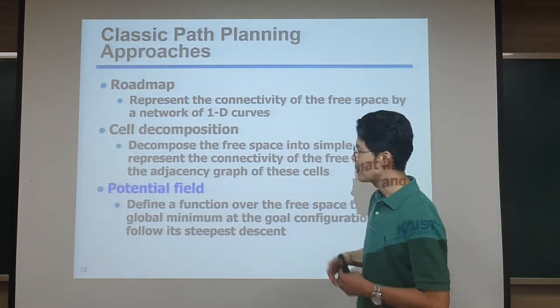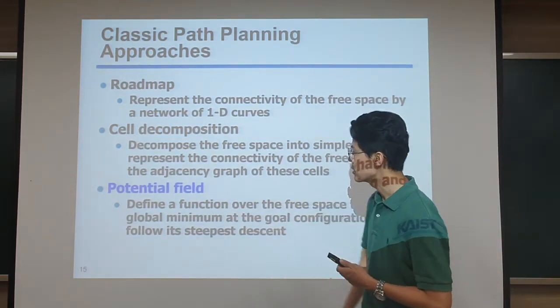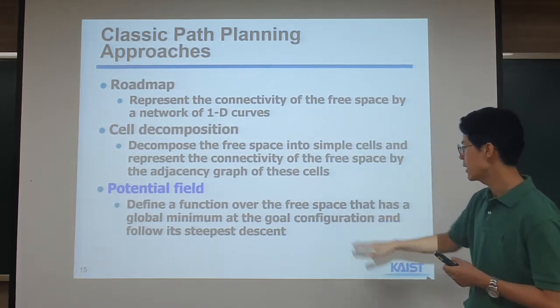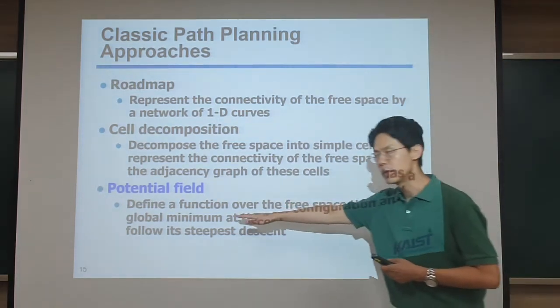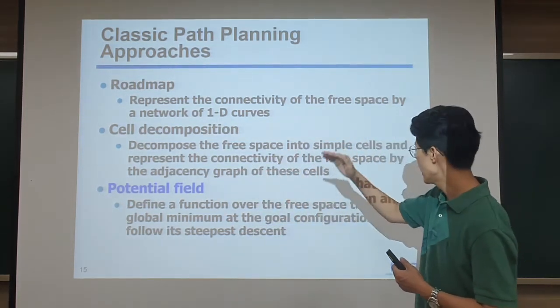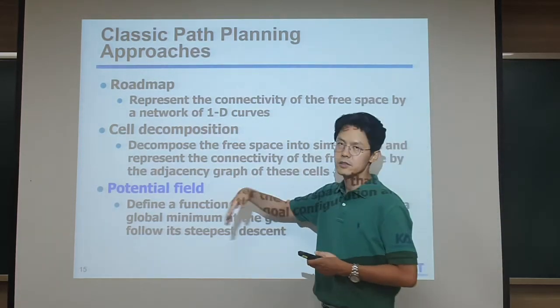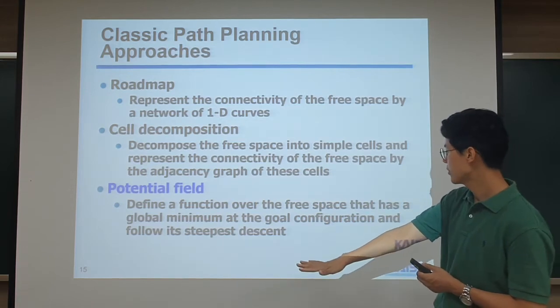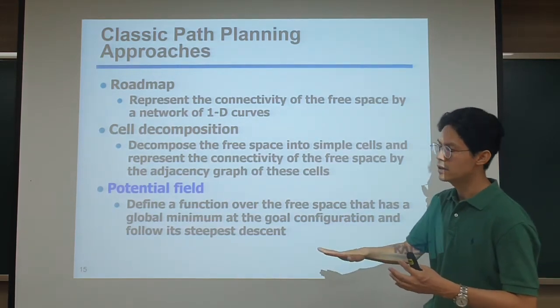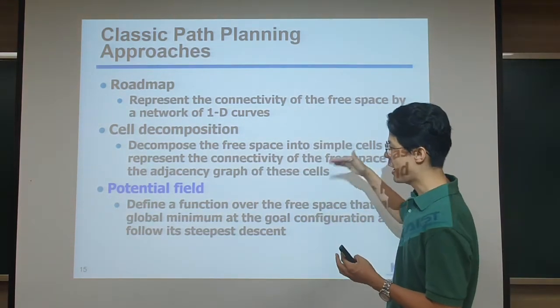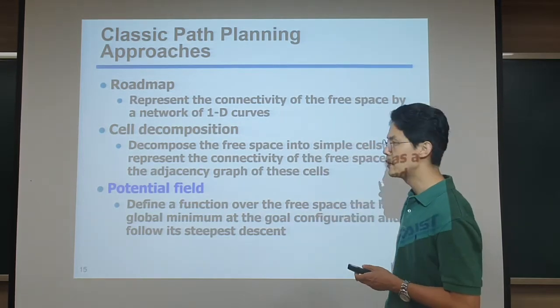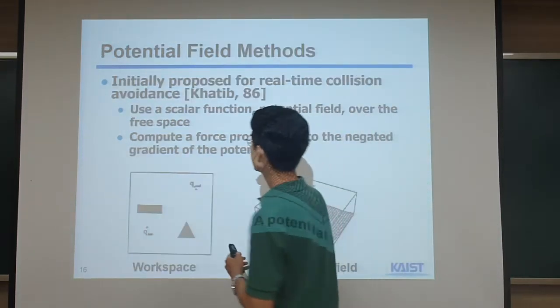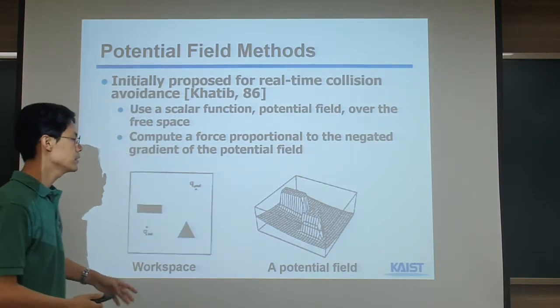Its main idea is that it defines a function, some sort of value function over the free space that has a global minimum. It's a kind of potential, right? You can treat the potential as some sort of energy. It has a global minimum at the goal configuration, and basically we want to compute the paths that lead to this global minimum in terms of potential. This is one of the examples here.